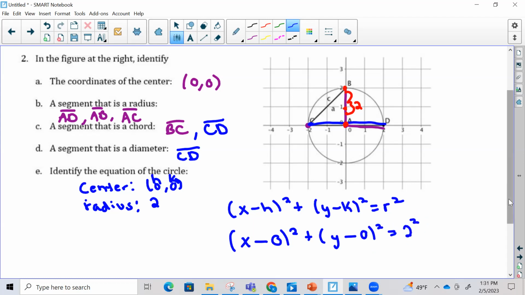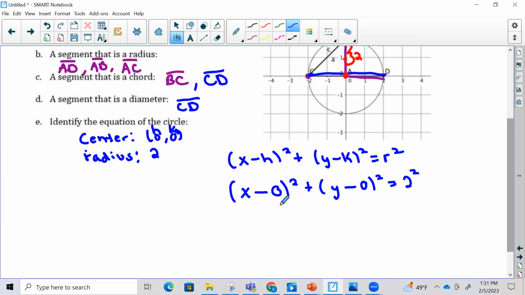And then if you can, you should simplify. So x minus 0 is just x, so this is x squared. y minus 0 is just y, and 2 squared is 4. So this would be my final equation.